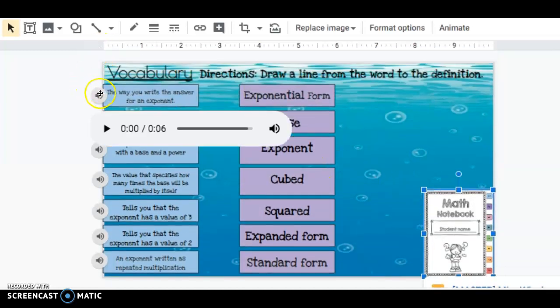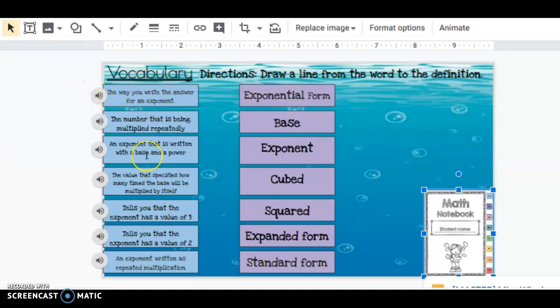If you also need help with reading the words, you also have these microphones off to the side that you can click on and it'll read the definition. But what I recommend is starting with the words that you know that you are confident with the definitions. So for me, I'm very confident knowing what the word cubed means. To me, cubed, that definition tells me that the base has an exponent of 3.